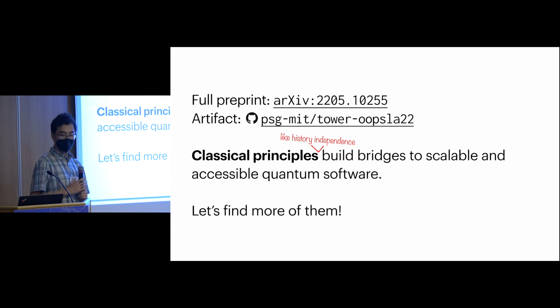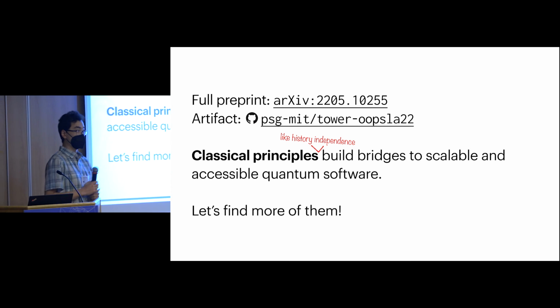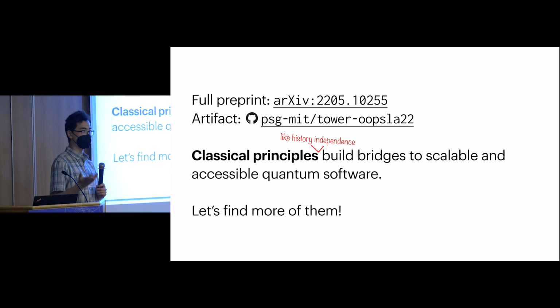And I want to leave you on a parting message, which is that I really believe that quantum software can be understood if we apply the right sets of classical principles. They're not always the obvious ones. In this case, it's history independence, something that you wouldn't naturally have thought would have been connected. But in this case, using that concept allowed us to build a bridge to having really valuable abstractions like data structures that we can use to build the quantum software of tomorrow. So I would encourage all of us to try to find more of them.